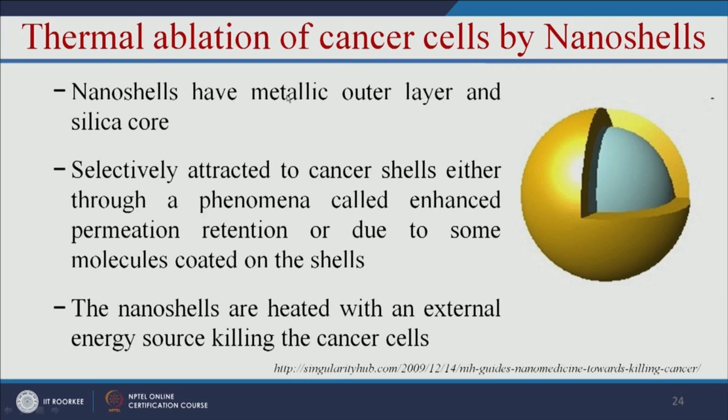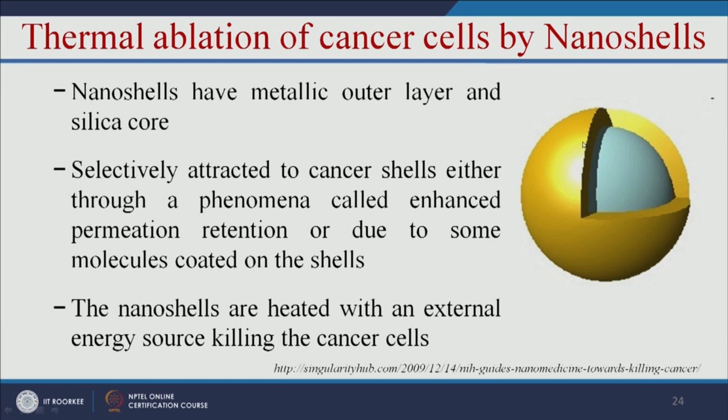So let us see how we can eradicate cancer cells by thermal ablation using nanoshells. These nanoshells have a metallic outer layer and silica core, and selectively attract to cancer cells either through a phenomenon called EPR effect, or we can also add some kind of antibody which can specifically go and bind to the cancer cell. So these nanoshells are heated with an external energy source, killing the cancer cells.